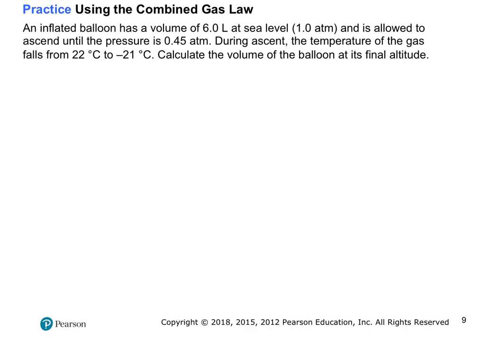So it says an inflated balloon has a volume of 6 liters at sea level, which is 1 atmosphere. So let's just start to combine that. We have volume 1 equals 6 liters, and pressure 1 equals 1 atmosphere. And it's allowed to ascend until the pressure, so pressure 2, is 0.45 atmospheres. During the ascent, the temperature of the gas falls from, so T1 is 22 degrees Celsius, and T2 goes down to negative 21 degrees Celsius. So calculate the volume of the balloon at its final altitude. So we want to find V2.